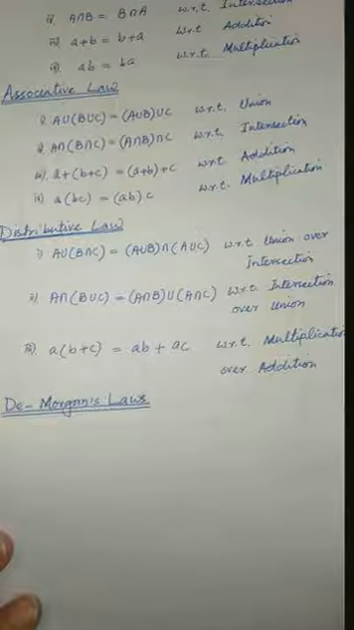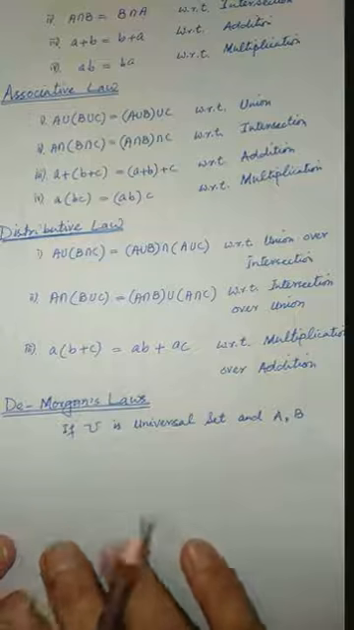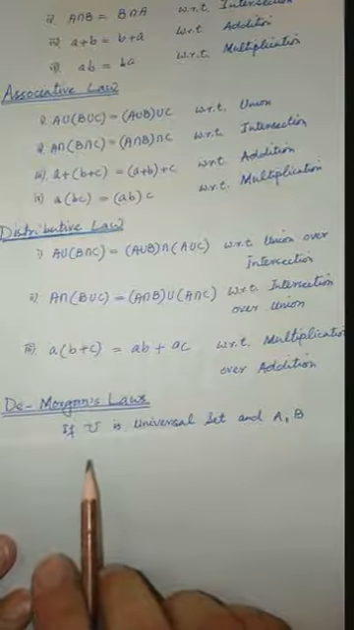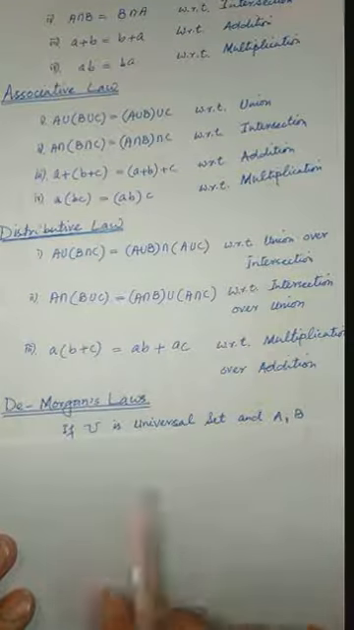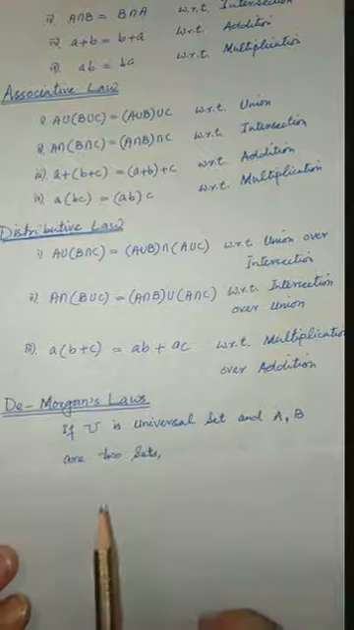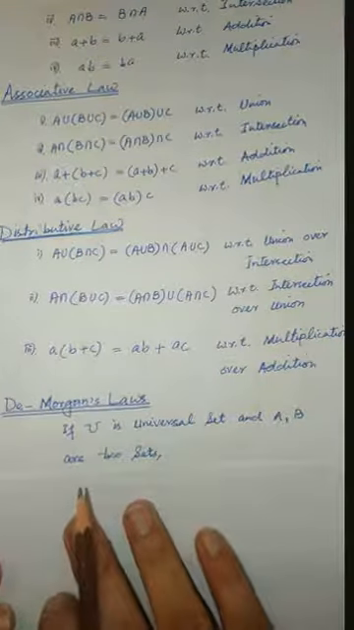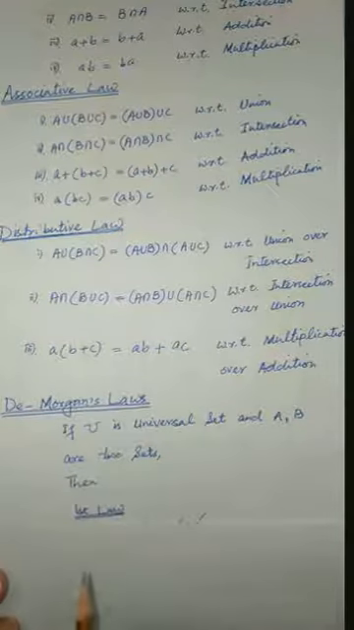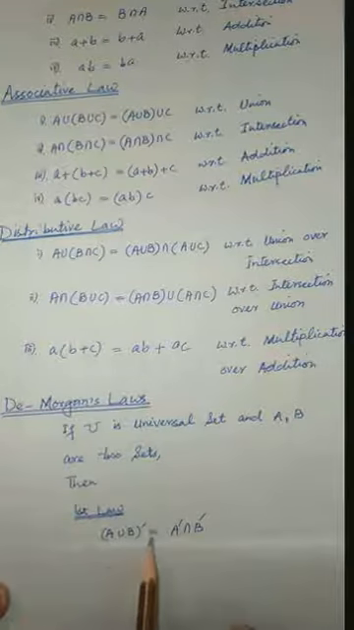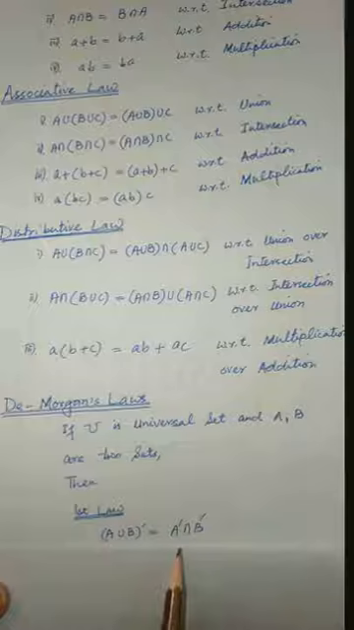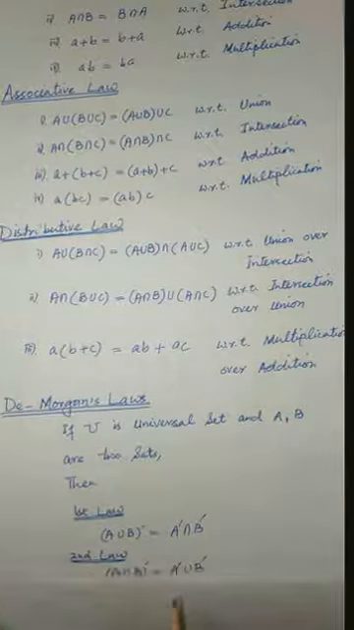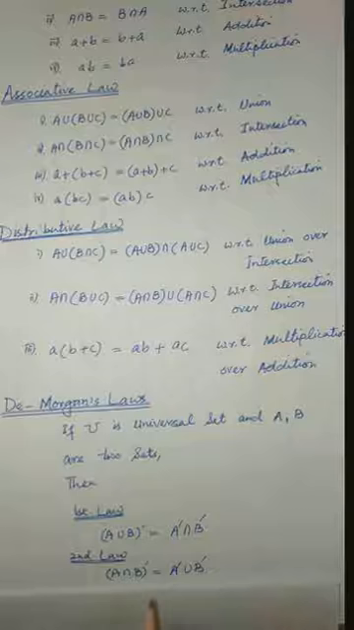Now De Morgan's laws. If U is a universal set and A, B are two subsets of the universal set, then De Morgan's law can be written as the first law: (A union B) whole complement is equal to A complement intersection B complement. Then the second law: (A intersection B) whole complement is equal to A complement union B complement.